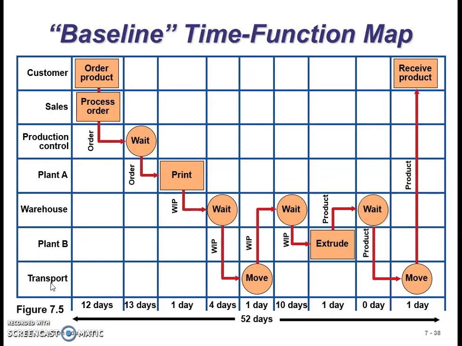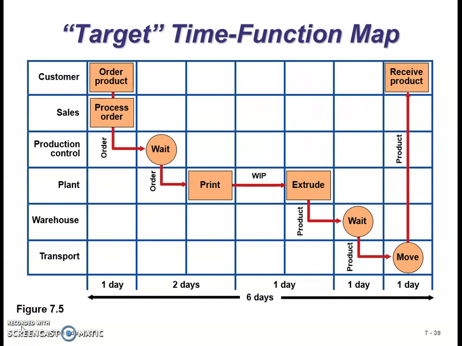That's why we call it time function mapping. Okay, this is an example of a baseline for time function mapping. From ordering the product until the customer receives the product, it takes 52 days, almost 2 months. This is what we targeted, meaning that we want to reduce from 52 days to only 6 days for the customer to receive the product.